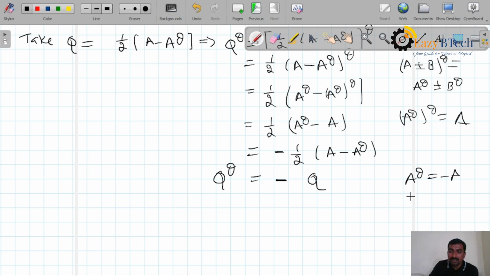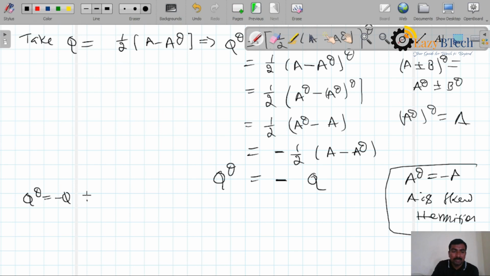Then Q is called skew Hermitian. Therefore, this is skew Hermitian. Therefore, Q power theta equals minus Q, so Q is skew Hermitian. Here P is a Hermitian matrix, Q is a skew Hermitian matrix.